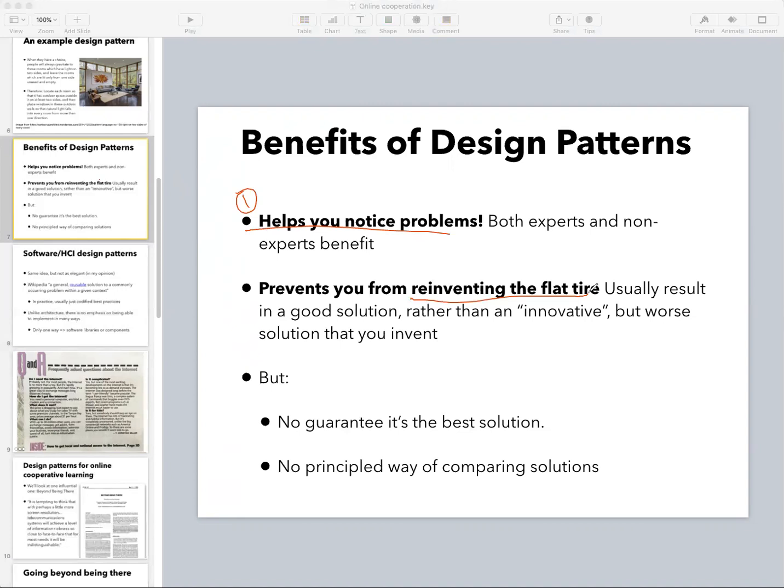So what this idea of a design pattern does is that once it helps you notice the problem, it gives you the core of a solution. And that core of a solution prevents you from finding yourself in a suboptimal solution. It gives you a good enough solution that is useful for a frequently occurring problem.